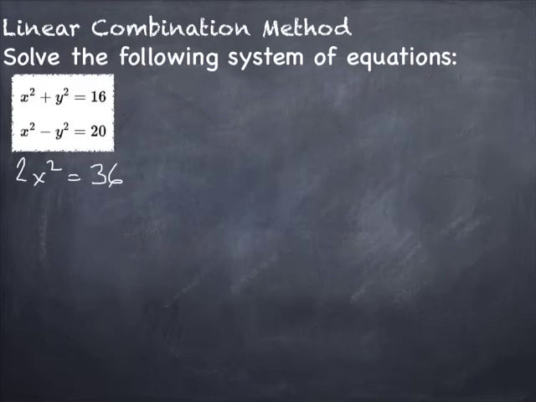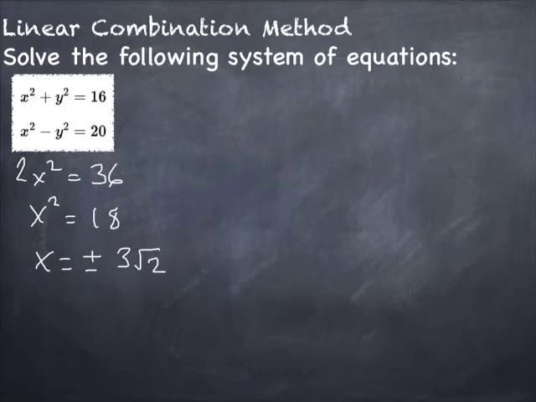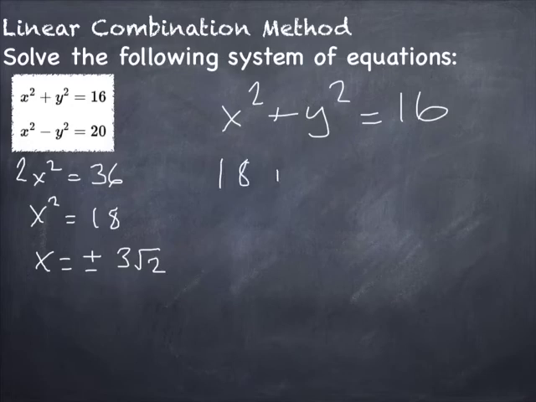And we want to divide both sides by 2, so we get x squared equals 18. Which means x equals positive and negative, the square root of 18, which is 3 square root of 2. Since we know x squared is 18, I'm going to use that to plug into the equations. And I'm going to plug into that first equation. We get x squared plus y squared equals 16. 18 plus y squared equals 16.